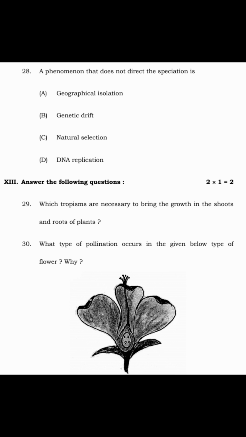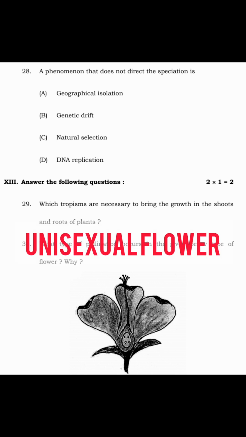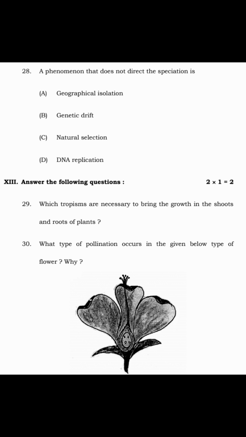Question number 30. What type of pollination occurs in the given type of flower? Why? Here cross pollination happens because this is a unisexual flower. Unisexual flowers have either a female reproductive part or a male reproductive part. This flower contains only the female reproductive part, so cross pollination happens in this flower.